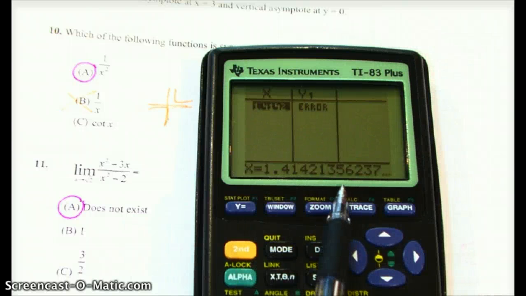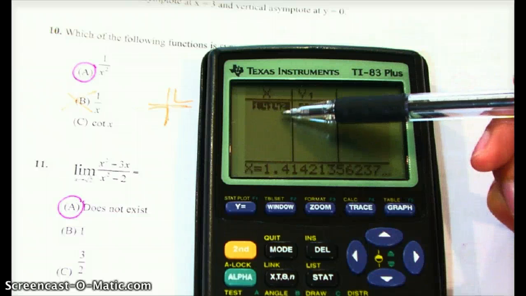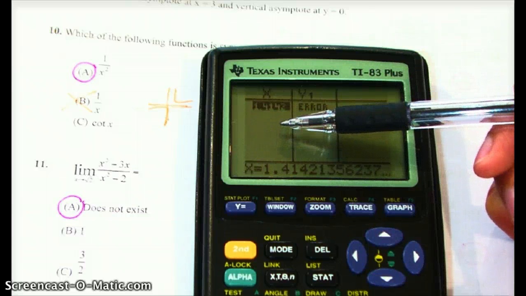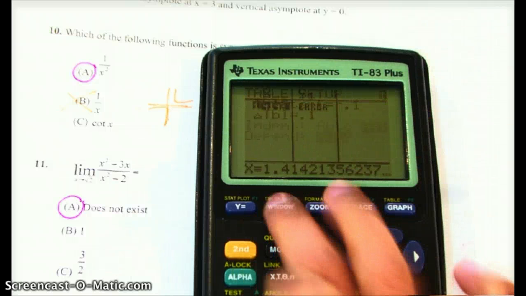Think of a number line. Think of some numbers that are smaller than this and some numbers that are higher than this. You could also do this using your calculator, so let me show you a shortcut, although you know enough to do this just on your own. The shortcut is to get your calculator to automatically put those numbers in. You do it by going to table set right here, second table set.